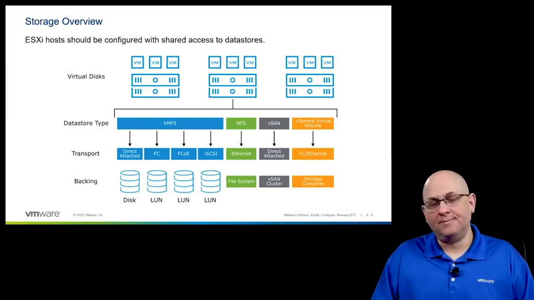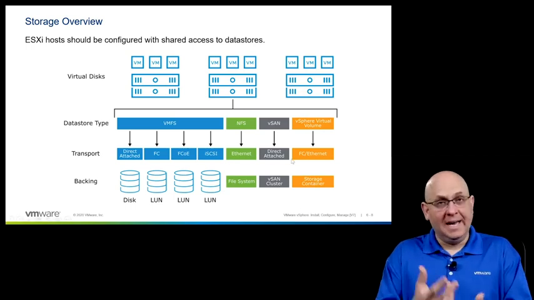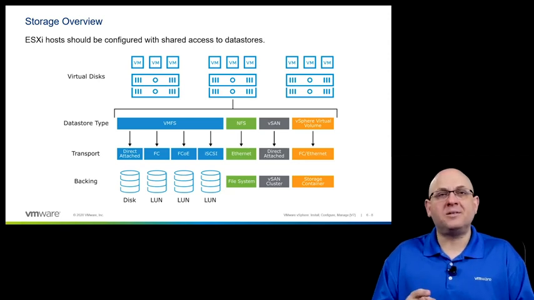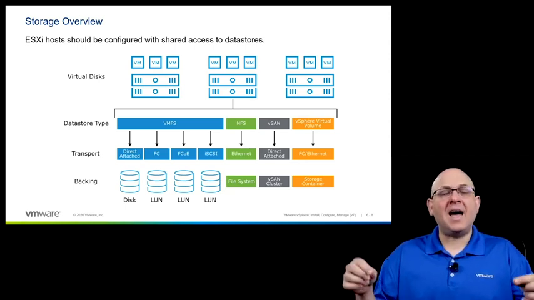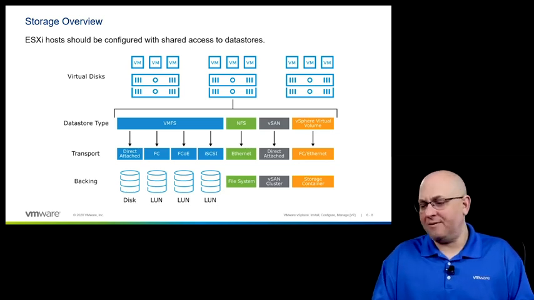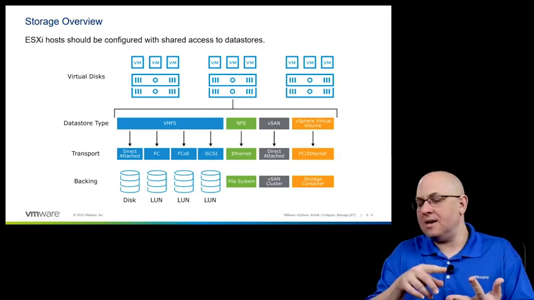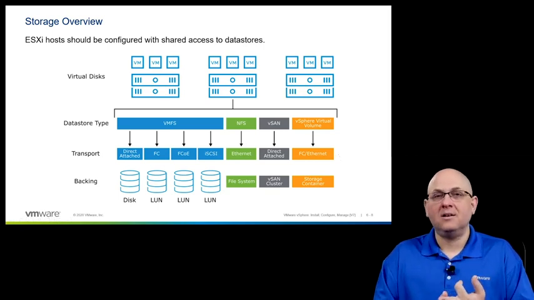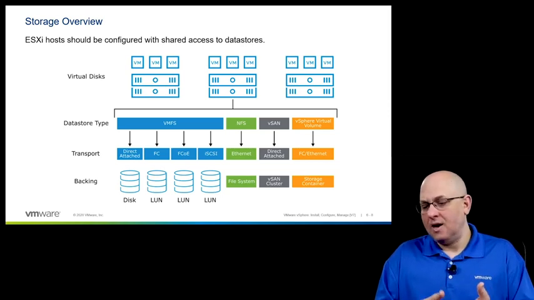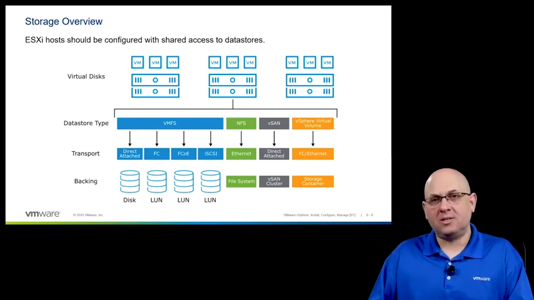NAS arrays as well. Now, when it comes to vSAN over here, we're looking at internal storage that is shared by multiple ESXi hosts that then access each other through an Ethernet network. And then finally, we have virtual volumes, which can use Fibre Channel, iSCSI, or NFS type transports to access what we call a storage container. Not a LUN, but a storage container.